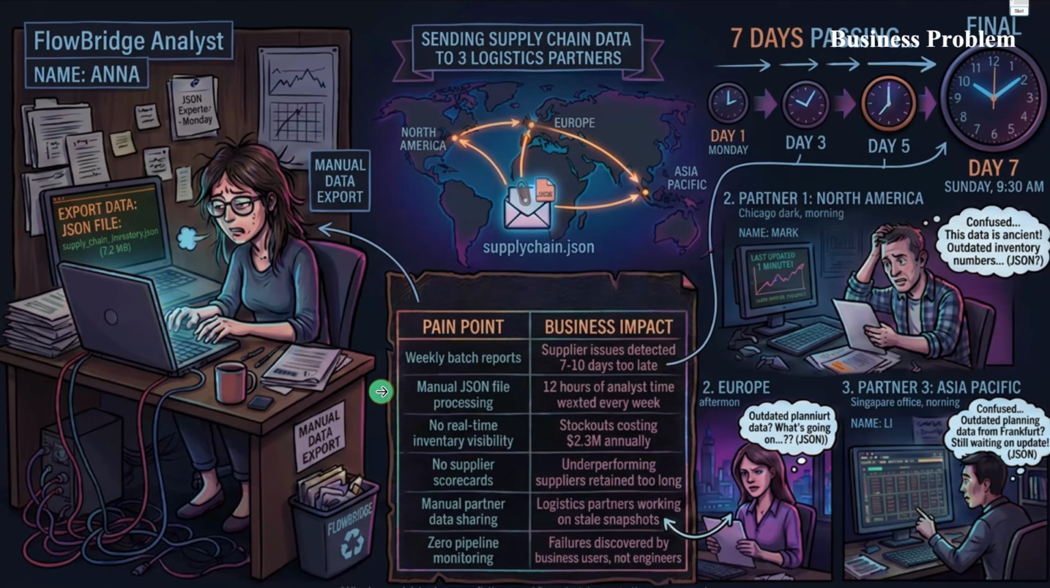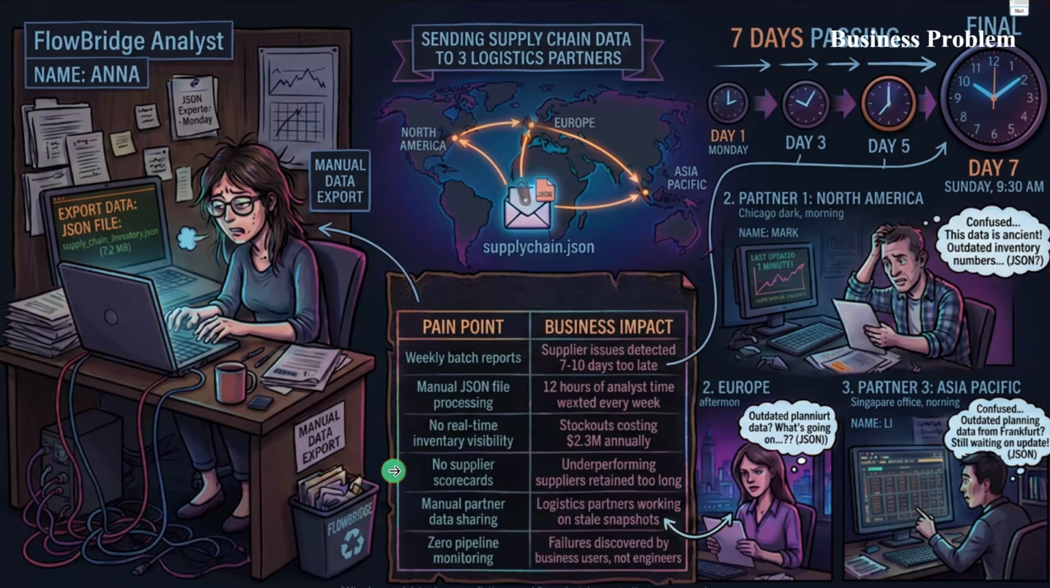Then they have manual JSON file processing. 3 analysts spend 12 hours every week just compiling and sending those data files. This is 12 hours of skilled analyst time spent on a task which an automated pipeline can do in seconds. Then they have no real-time inventory visibility. Nobody knows which warehouse is running low on stock until it is too late. This results in 47 stockouts per year, which costs Flowbridge 2.3 million annually.